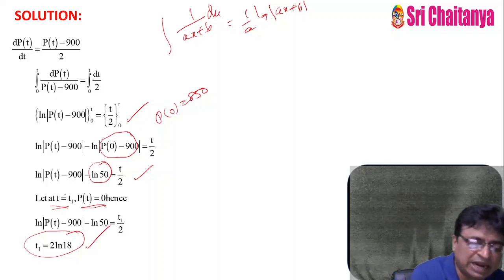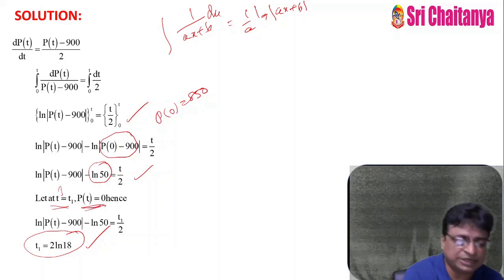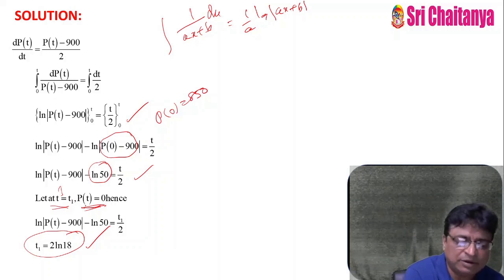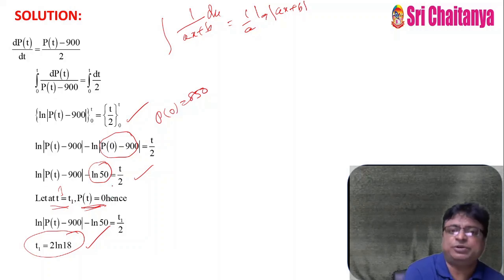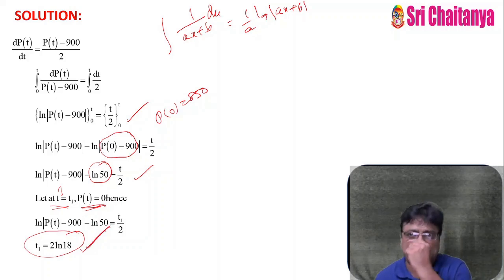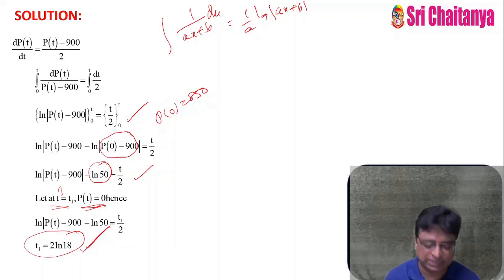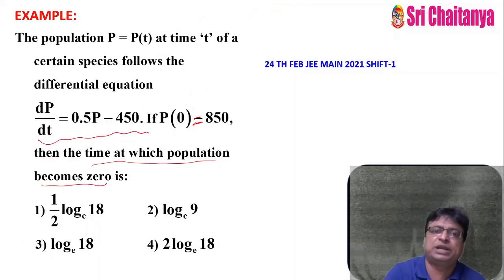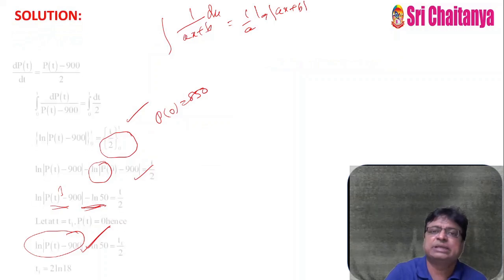So what they are asking: at what time does the population become 0? So at that time I want to find. So at t equal to t1, p of t equal to 0, that I am going to find. So replace t with t1 and p of t equal to 0, you will get t1 as what? 2 into log 18. This was the question they asked in 24th February. This is one of the beautiful applications of the variable separable method.